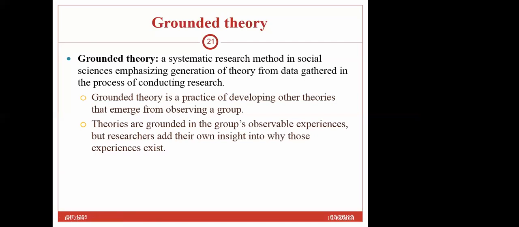So if one is doing grounded theory, they'll collect data, they read theory, they read literature. Literature will tell them what data to collect and what changes to make. They go back, they collect some more data, they read literature, and then at the end of the day, they have an explanation, or they have a theory that they have come up with by carefully mixing literature and data and existing theories. So theories are grounded in the group's observable experiences, but the researchers add their own insight into why those experiences exist.